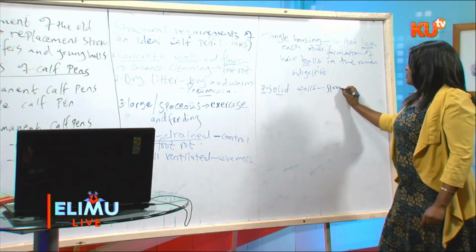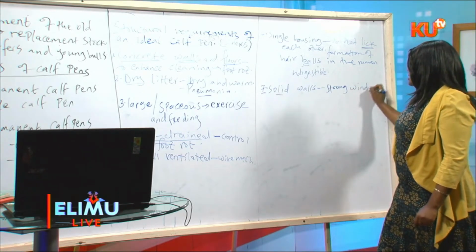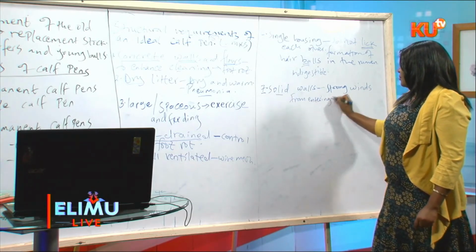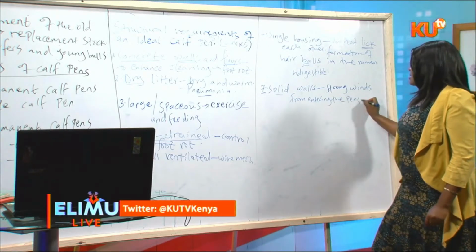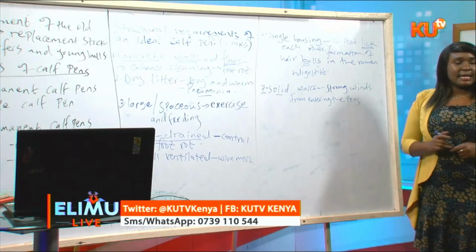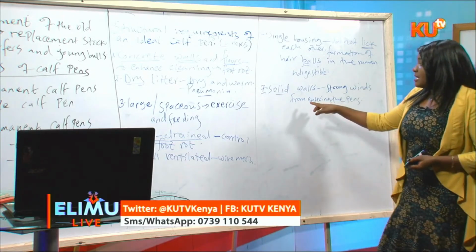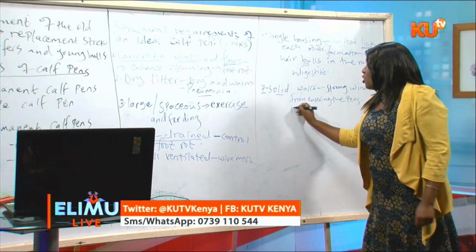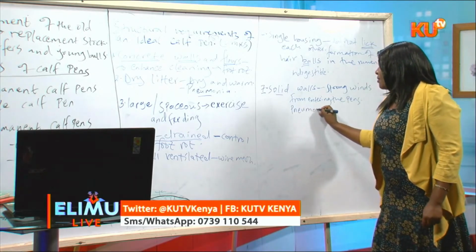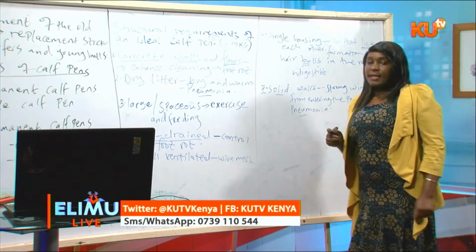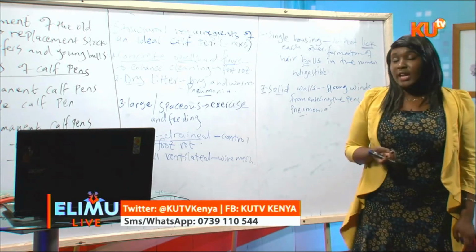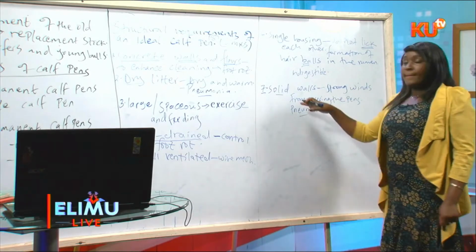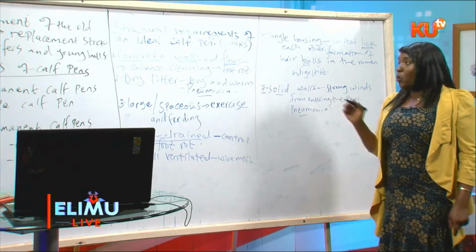prevent strong winds from entering the pens. This is because these strong winds can lead to a condition or a disease called pneumonia. Yeah, learners, even animals get pneumonia. So we need to prevent these animals from getting pneumonia by constructing solid walls.